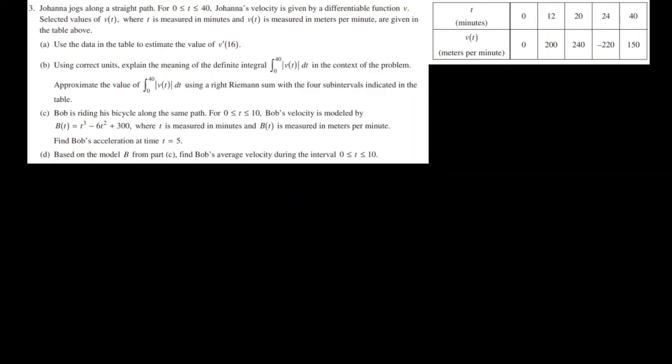Joanna jogs along a straight path. For t between 0 and 40, her velocity is given by the differentiable function v. Selected values of v of t, where t is measured in minutes, and v of t is measured in meters per minute, are given in this table.